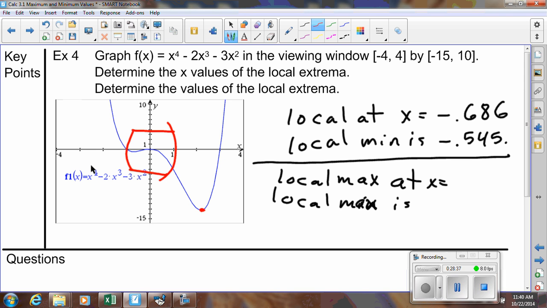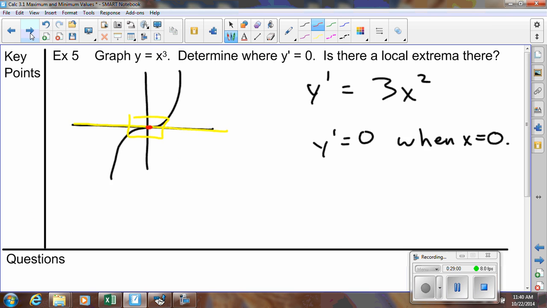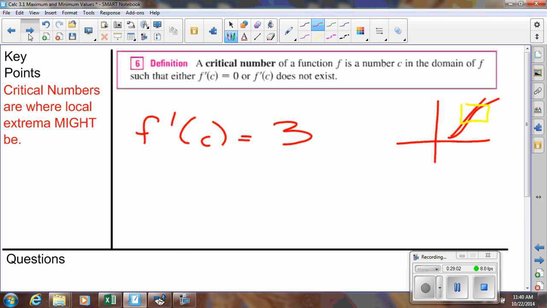A global maximum is for the entire function. A global minimum is for the entire function. A local maximum or a local minimum is for a tiny little window. But absolute extrema are the highest or lowest on the window also. Not the whole function, but only the area you're looking at. And that's what this piece tells us here.